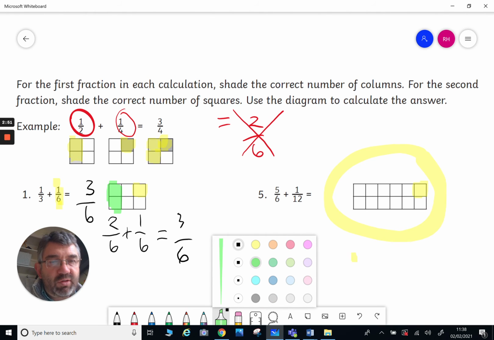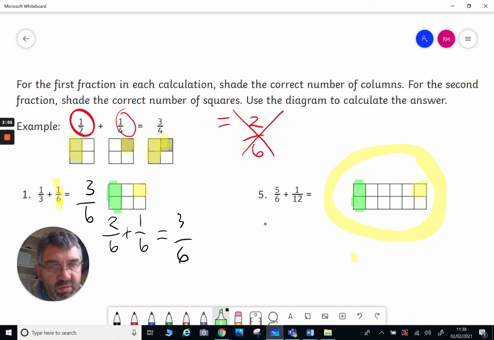5/6. Well, if we look here, if we divide down, this is 1/6. This is 2/6, 3/6, 4/6, 5/6. Of course, the 6/6 would be this one. Now, if we now add up how many 12ths we've got, we've actually got 1, 2, 3, 4, 5, 6, 7, 8, 9, 10, 11 12ths.